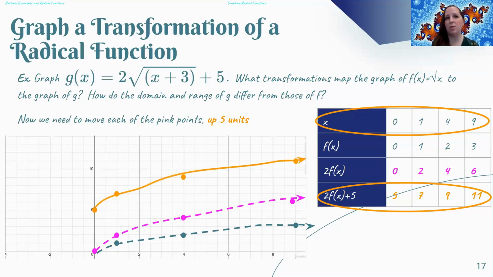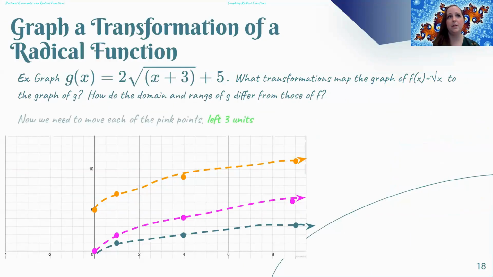Now, granted, you don't have to do all of these steps. I'm not asking you to graph every single transformation along the way. You'll just need to complete the transformation at the end, but I wanted to show you the process to get to this point. Okay, so if this is helpful for you, by all means, please graph each individual transformation and translation so that you know exactly where your points are coming from. Okay, now that I've gone 5 units up, right, I've moved each of those pink points 5 units up. I'm going to move each of those points, the orange points, the new ones, 3 units to the left.